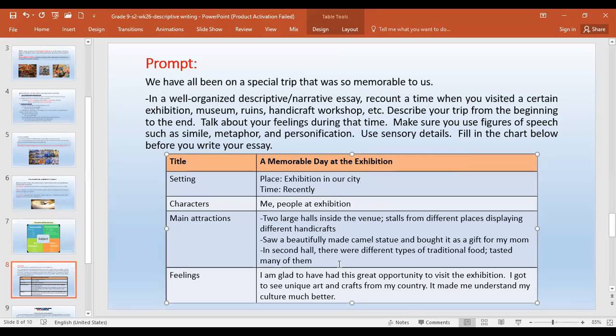Remember, please write in phrases. Okay, let's remember that part. In the chart, write in phrases and not in complete sentences. Feelings, except for this part where you can write in a complete sentence.